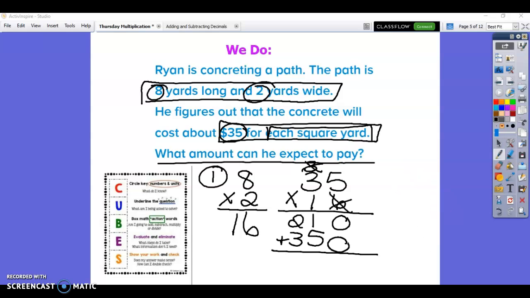Okay, so I went through the steps of the multiplication, so check your work and make sure that you're here. The last step that you're going to do is add. So make sure that when you go through the steps that you get this, and this is in dollar amount. So he's going to end up spending $560. Check and make sure you did your work correctly.